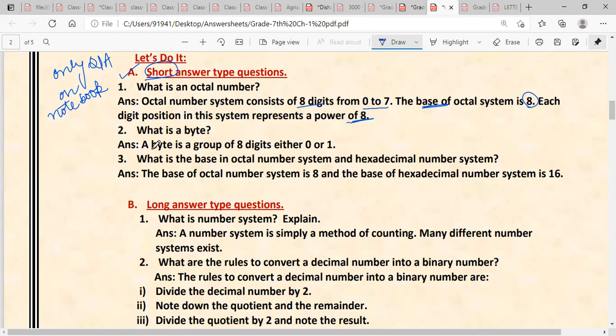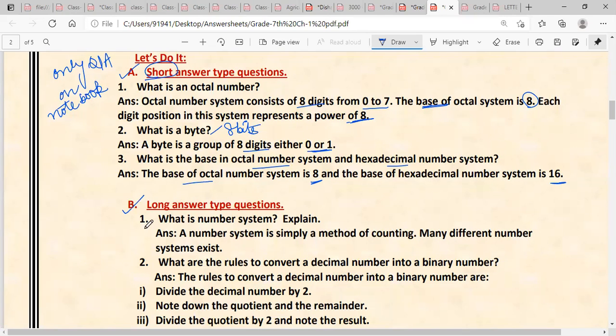Now, what is a byte? A byte is a collection of 8 digits, either 0 or 1. A byte consists of 8 bits. Okay, it is a group of 8 bits. Now, what is the base in octal number system and hexadecimal system? The base of octal system is 8 and the base of hexadecimal is 16.